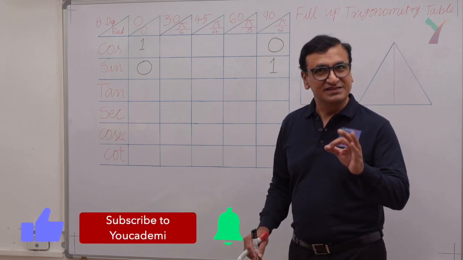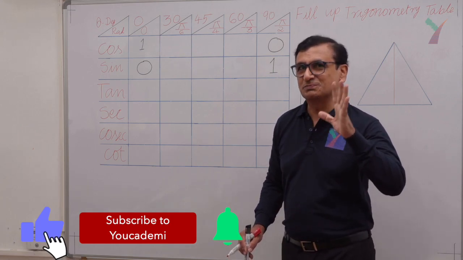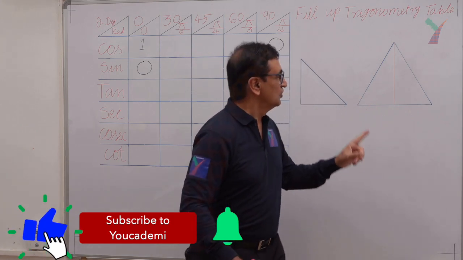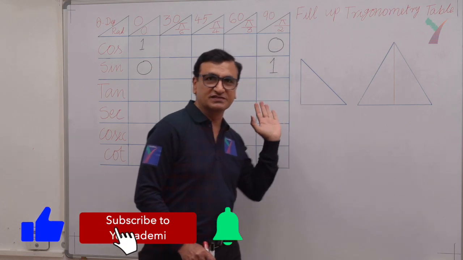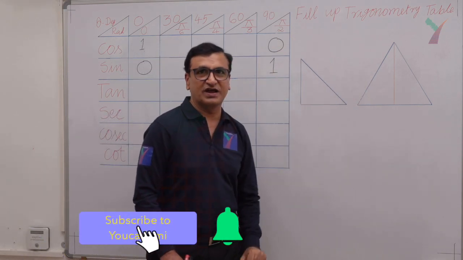Welcome to Academy. This video is about filling up the standard trigonometry tables from first principles. I'm going to use two triangles in order to fill this up. I have an isosceles triangle and I have an equilateral triangle.